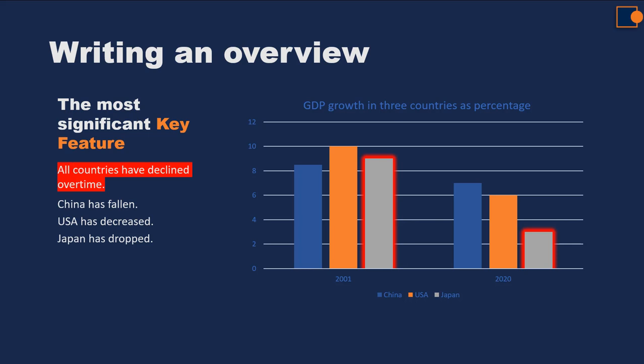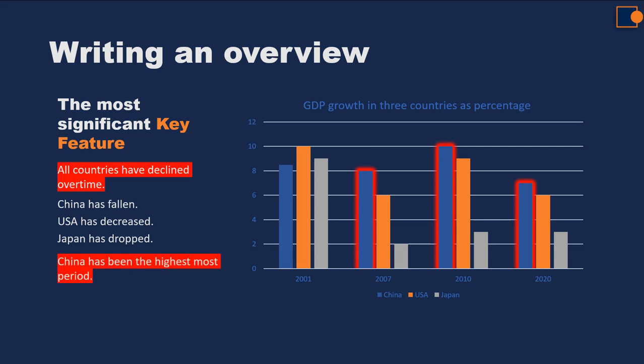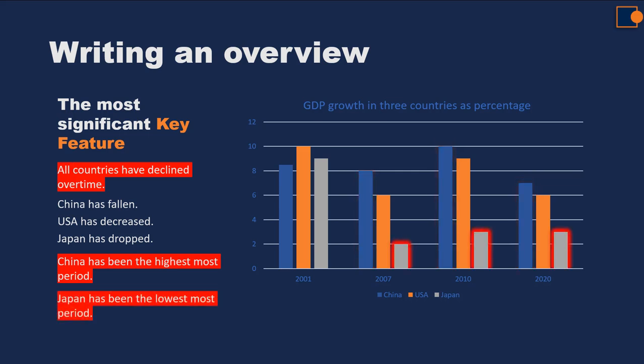If you look from a comparative perspective, in most of the period, China was the highest, except 2001. And similarly, for most of the period, Japan had the lowest point, again except 2001. So those which are underlined, highlighted in red, are the key features which it is generally possible to say, or the most significant.